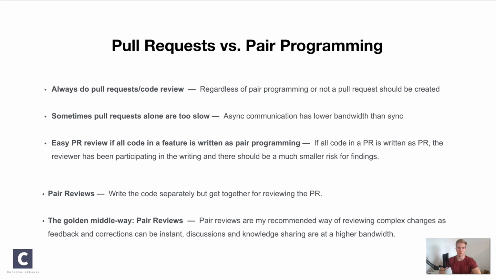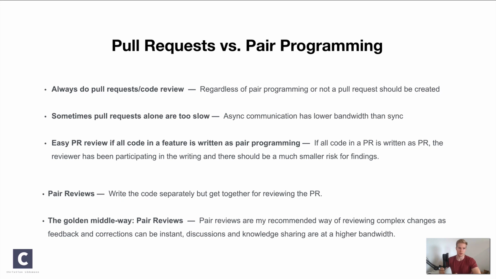First, you should always do a pull request or code review of your code. That is regardless of whether you're doing stream programming or pair programming. By having it in a pull request, you make sure it gets documented, and you make sure you have some other way for other people to be involved in the conversation about the code, regardless of you being two people that already have looked at the code together.